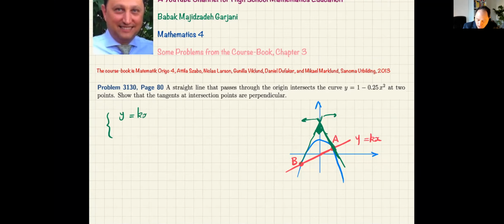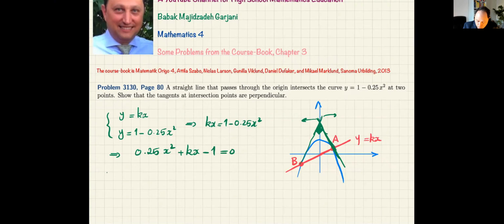y is equal to kx, and the other one is y equal to 1 minus 0.25x squared. If I equate the y values, then it becomes kx is equal to 1 minus 0.25x squared. I move everything to the right-hand side because my goal is to find x. I am pretending that I know the k value. So I move everything to the left-hand side, then it becomes 0.25x squared plus kx minus 1 equals 0.